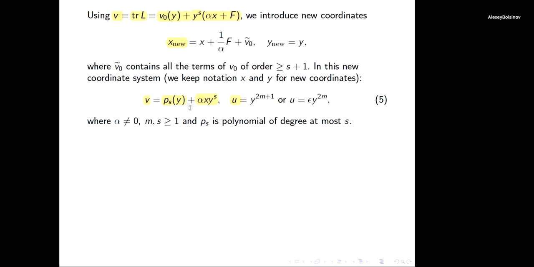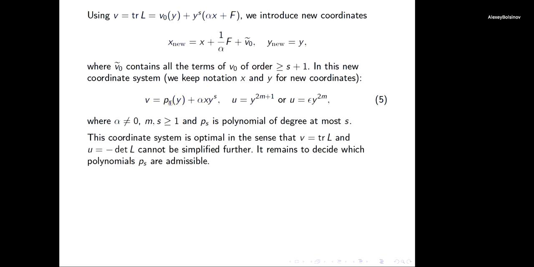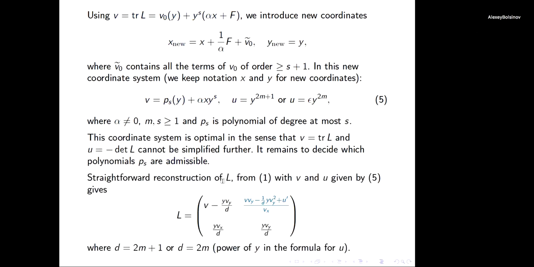Okay, is it the end of the story or not? Not quite. Just one step. We do not yet understand which polynomials PS are admissible, and in what sense they are admissible. I have this formula for U and for V, and we know that L can be reconstructed from U and V by using formula one, the third slide of my lecture. We know how to do it, and we can reconstruct L.